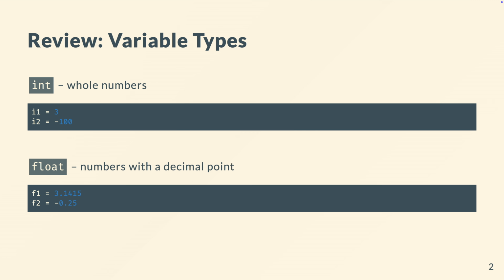First, int means integers, or whole numbers. For example, 3, or -100. Second, float means numbers with a decimal point. For example, 3.1415 or -0.25.